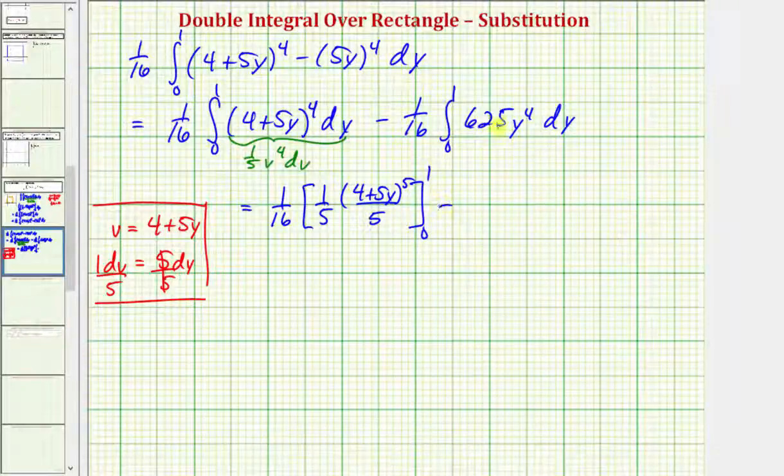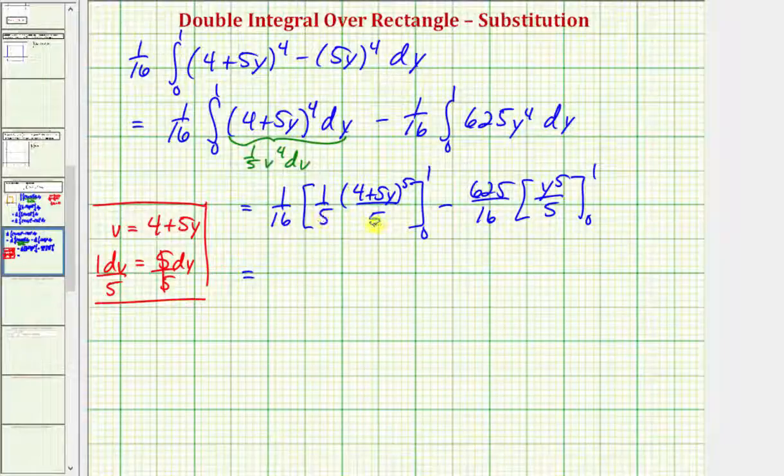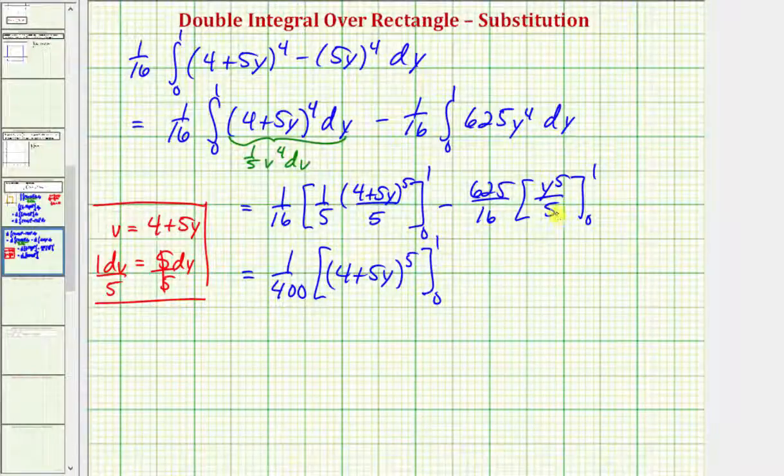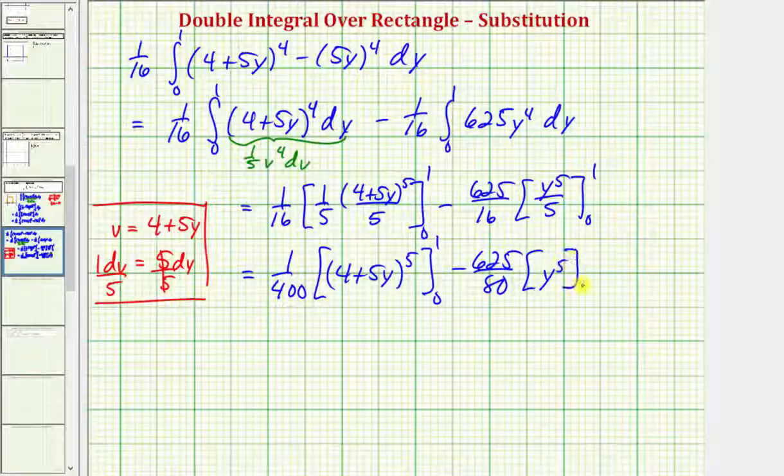Then here we have minus, let's factor out the 625, so we have 625 divided by 16. And the integral of y to the fourth would be y to the fifth divided by 5. Notice here, 16 times 5 is equal to 400, so we'd have 1/400th and then the quantity 4 plus 5y to the fifth. Here, 16 times 5 is 80, so we have minus 625 divided by 80, and we just have y to the fifth here.